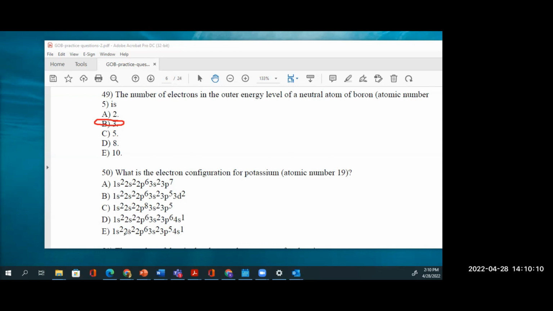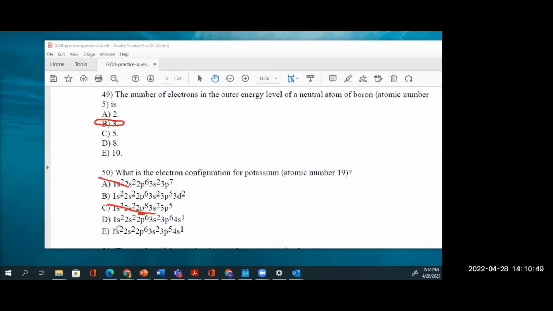So 10, that's 19. Okay, so the next way is we know that S can only have 2 electrons, P can only have 6 electrons max, D can have 10 max, and F can have 14. So we know that P can't have 7. This says it has 7, so we know that that's incorrect. So this one is okay. What about this one? P has 8, so we know that this one is wrong, right?